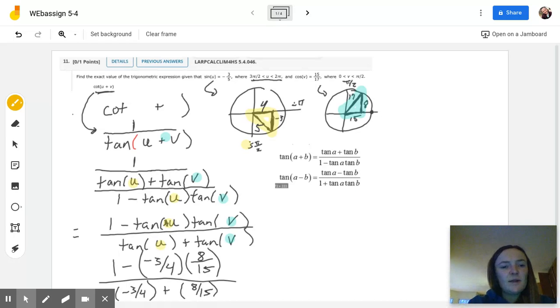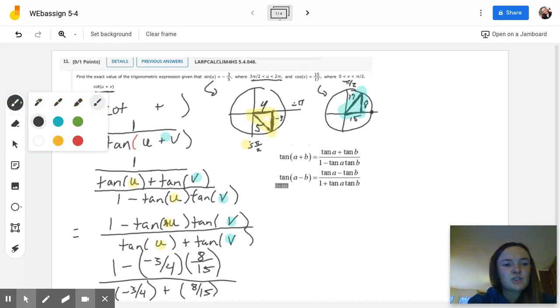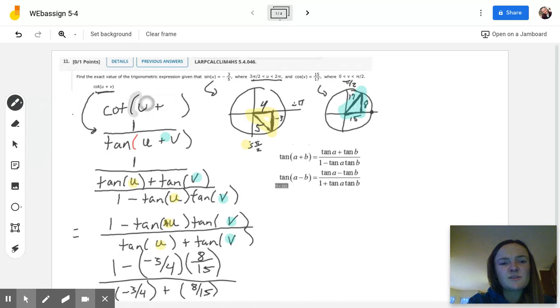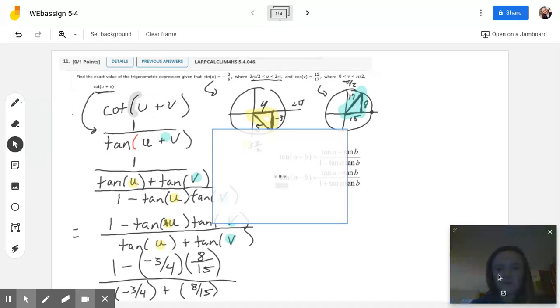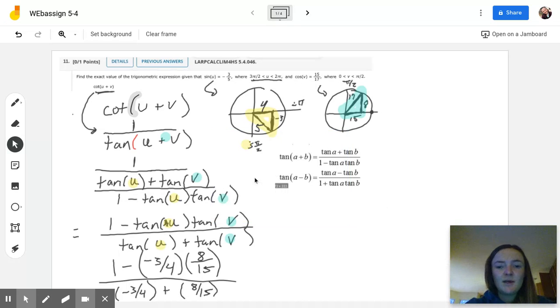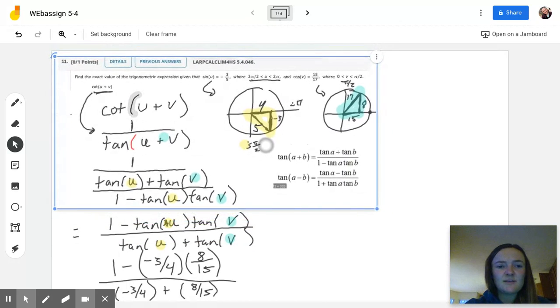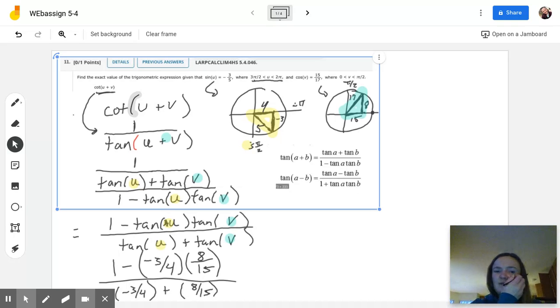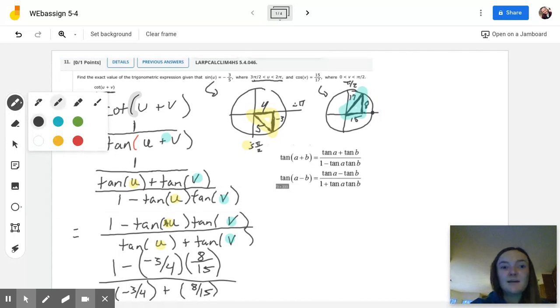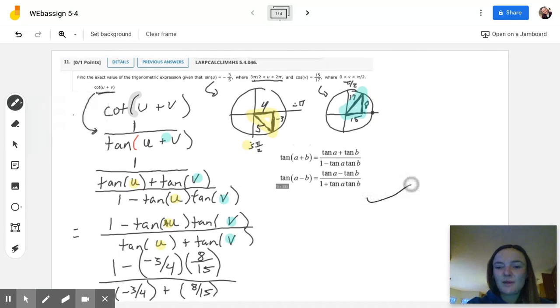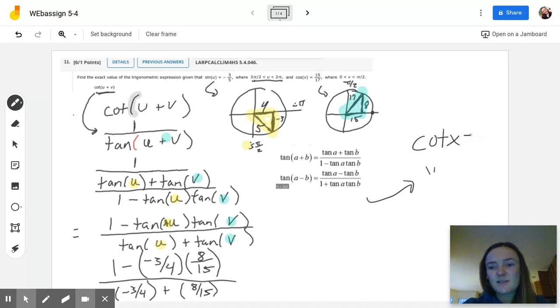So what we can write here for this question is we have cotangent of u plus v. Well, cotangent of u plus v, I don't have an identity for that. I only have tangent. But if I use yet another identity within an identity, I know we're getting to like crazy matrix zone here, I know that cotangent of x is equal to 1 over tangent of x.